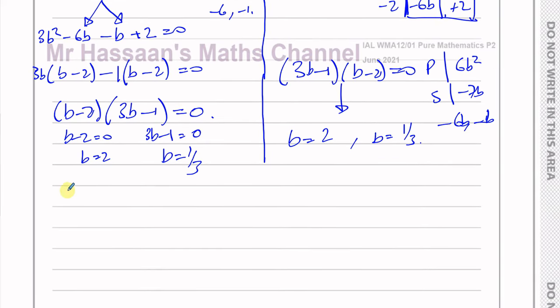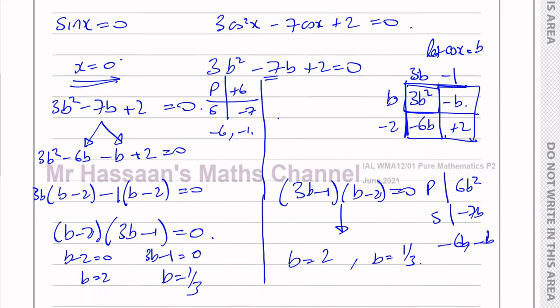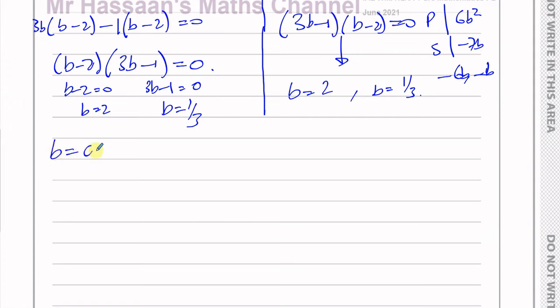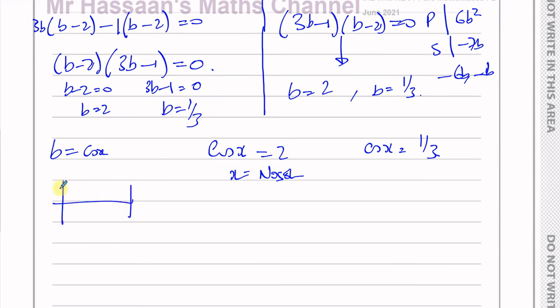But that's for cosine x. Remember we said let b equal cosine x. So now we can say that cosine x is equal to 2 or cosine x is equal to 1/3. Now here there are no solutions for this because cosine x never reaches 2. If I press inverse cosine of 2, it will give me a math error. Why? Because the cosine curve looks something like this. The highest it ever gets to is 1, and the lowest it ever gets to is minus 1. It never goes above 1, it never goes below minus 1. So that particular branch has no solutions.